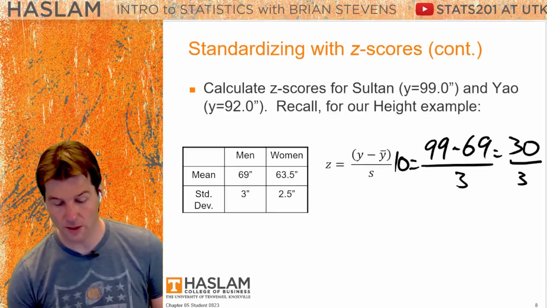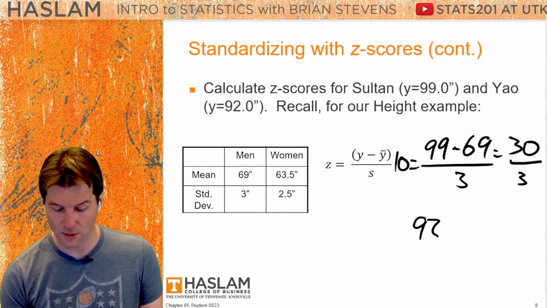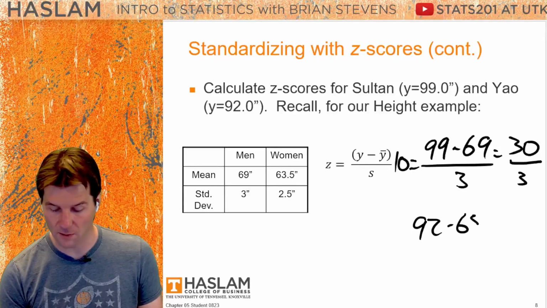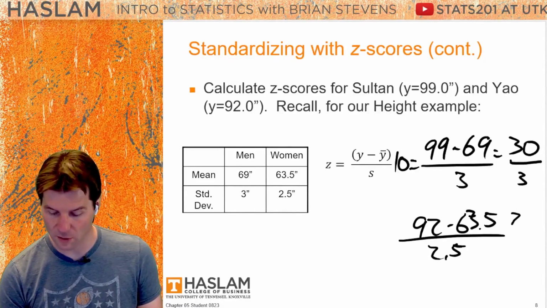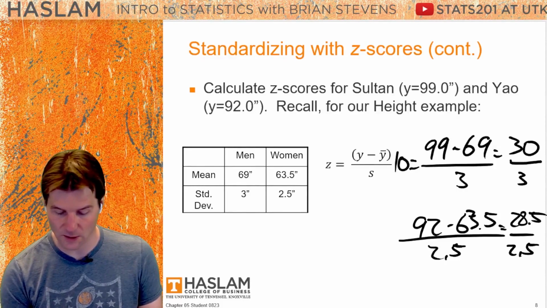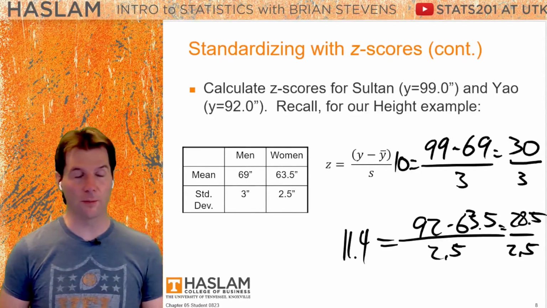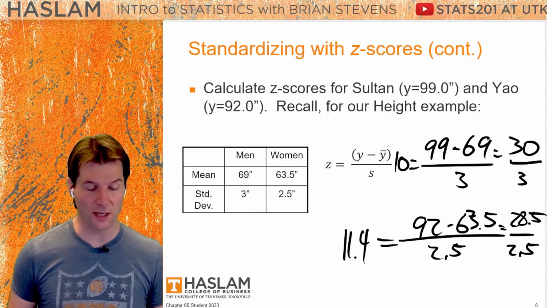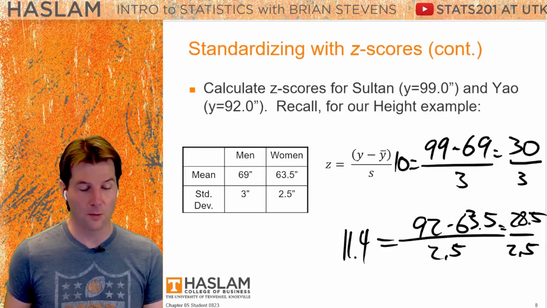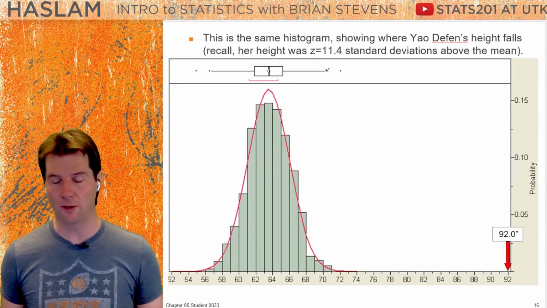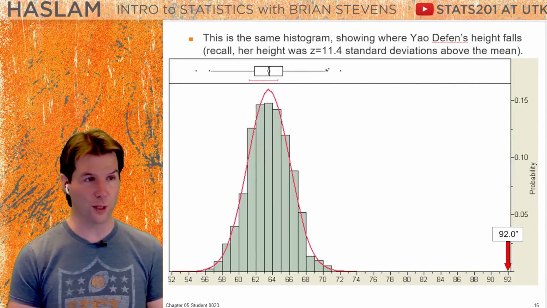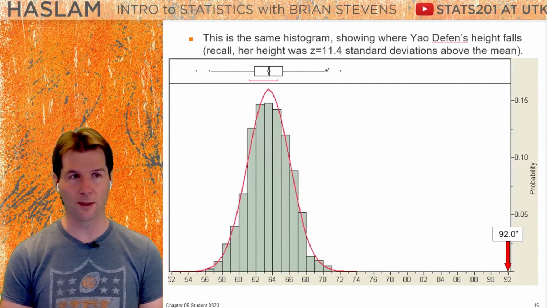Now Yao is going to be a height of 92 inches. We subtract the mean for her to find out how far she is away from the mean, and then we divide by the standard deviation, and we get a distance of 28.5 divided by 2.5, which is a z-score of 11.4. So the z-score of 11.4 means Yao is 11.4 standard deviations above the mean, which is super duper unusual. This is extremely unusual and very unlikely to occur by random chance.